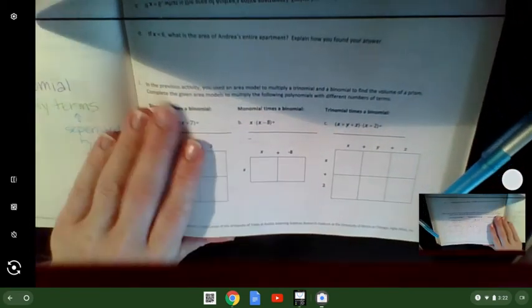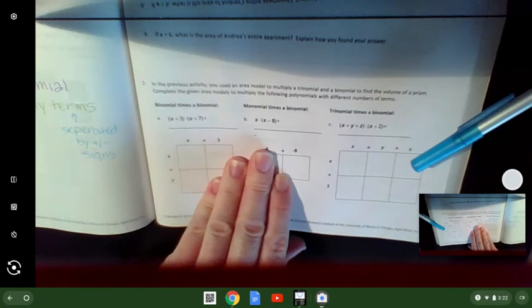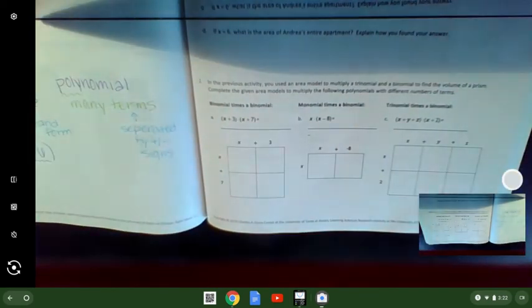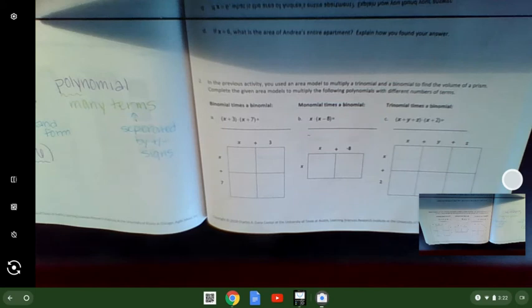So let's flip over to 327, do a couple more, and then I'm going to let you guys do some practice. You'll notice I already have some boxes set up in here. And like we said over here, we call these polynomials because the prefix poly literally means many. We are multiplying things that have many terms, many letters, many numbers in them.